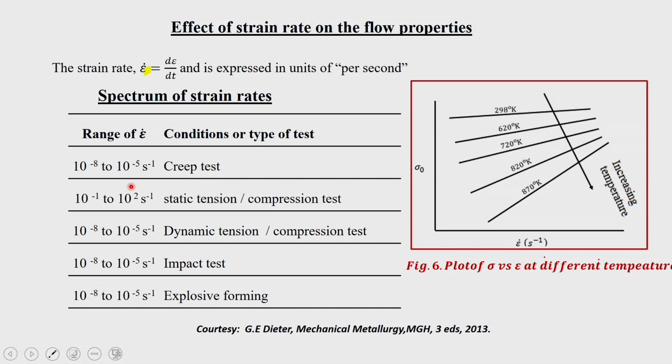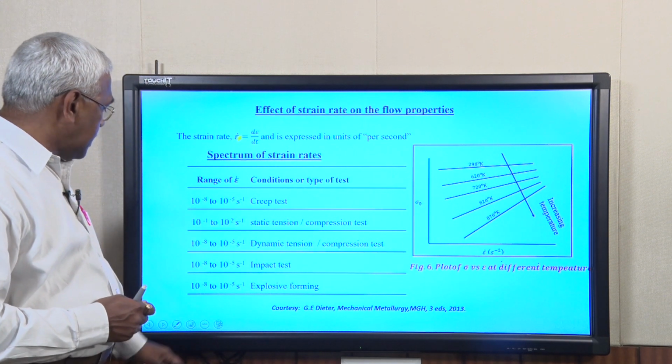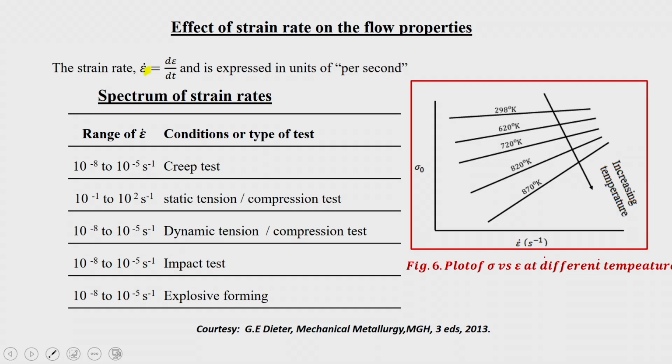Now, if the strain rate increases, it corresponds to a dynamic tension or compression test, and with a further increase it corresponds to an impact test, and with a very high strain rate it is explosive forming. There are some negative signs in these values, a mistake has come, and I am very sorry, I will correct it next day.